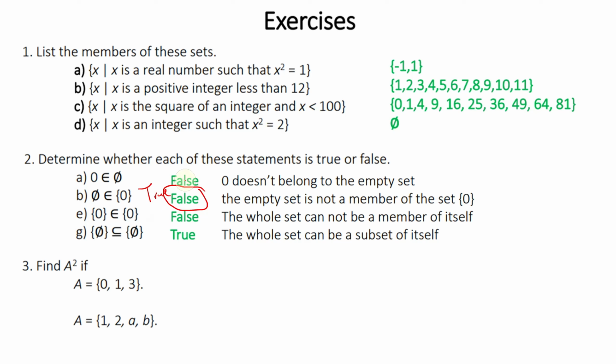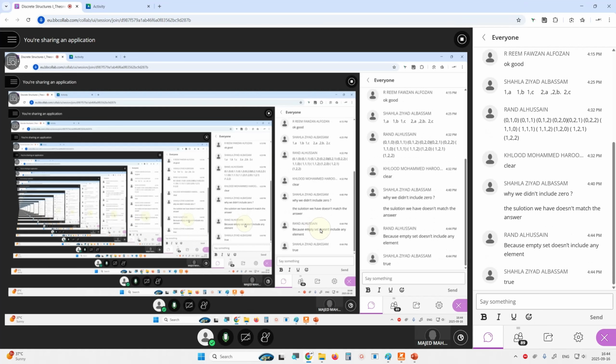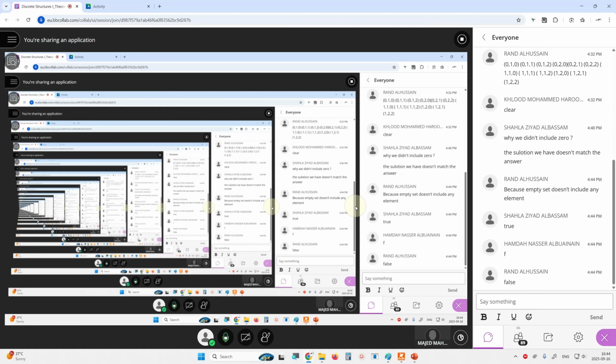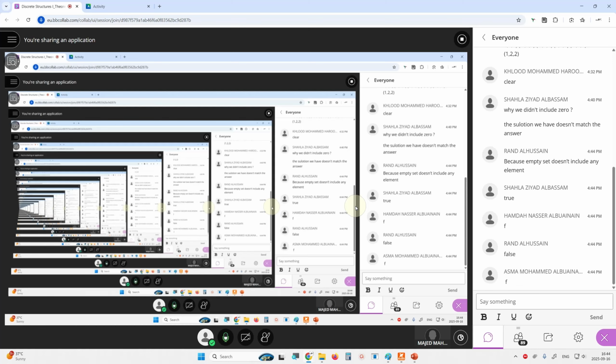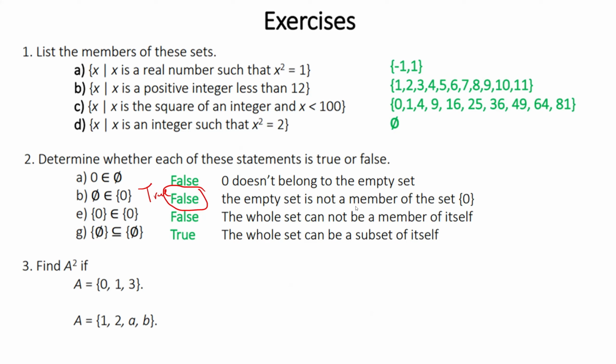This is a good time to wake up some people. So what do you think? The empty set doesn't include it, so it's false, right? Just write false or true so I can know what you think. Is it false or is it true? False. False. All right, the majority says it's false.